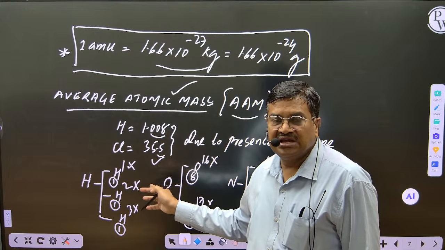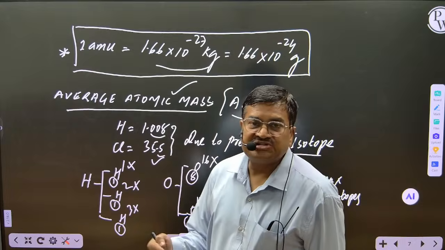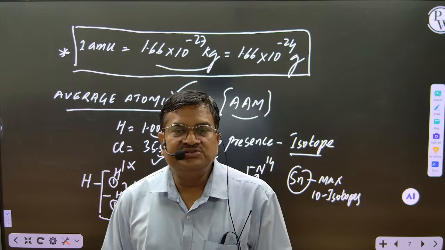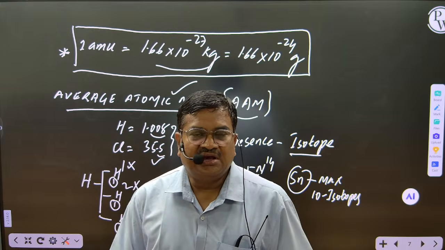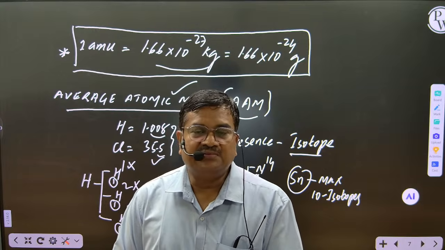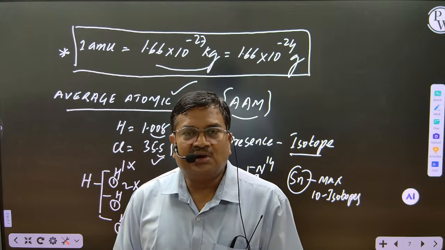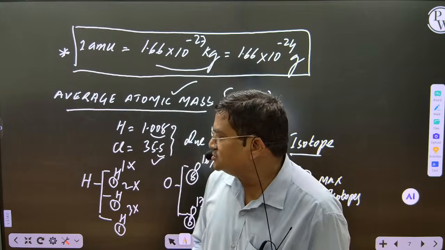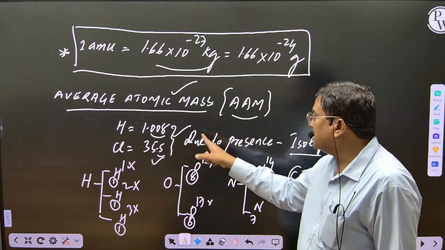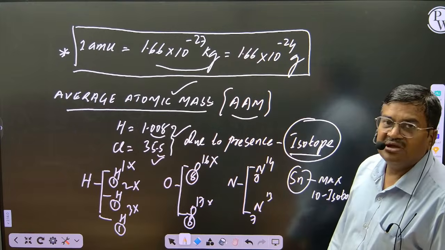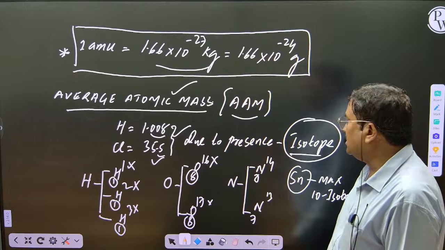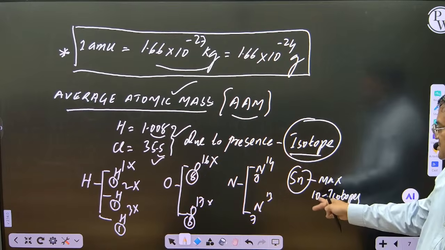In assertion-reasoning they can ask you: average atomic mass is fractional, given as the assertion, and the reason they may say is that the fractional value is due to presence of isotopes. In the options, one says assertion is true, reason is true, but reason is not giving explanation; another says A is true, R is true, R is giving explanation. We can opt for this one, because we get fractional values due to presence of isotopes. If they ask, make a note, it is due to presence of isotopes.